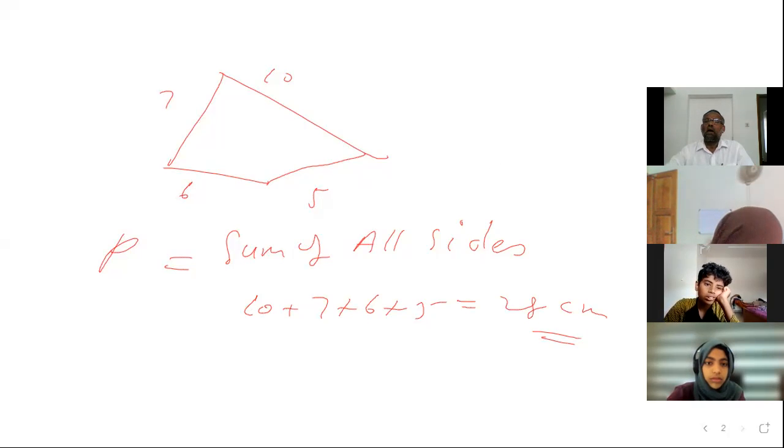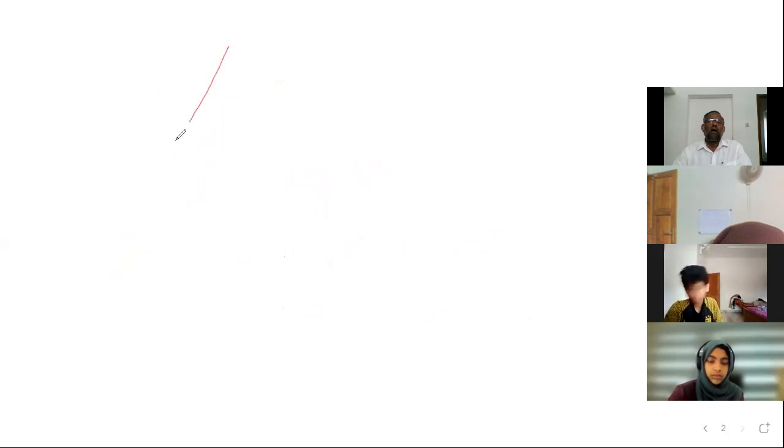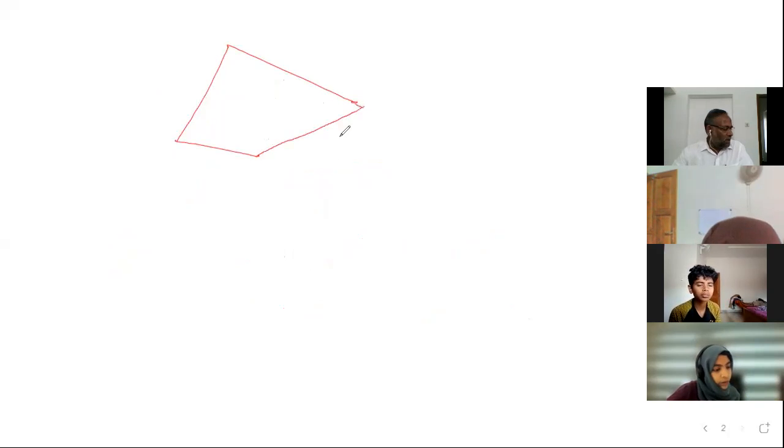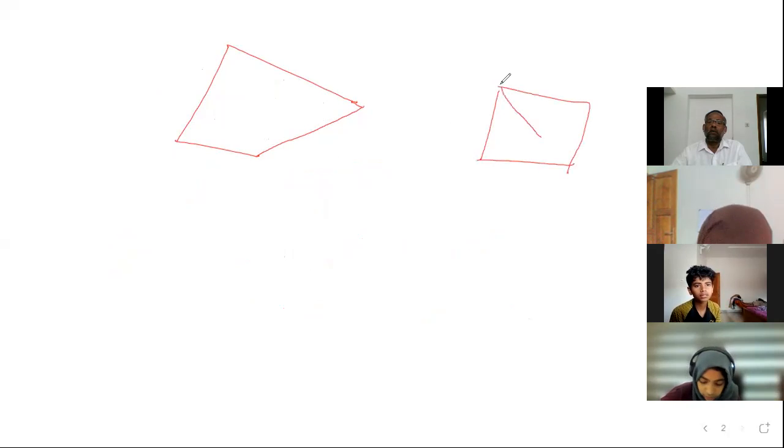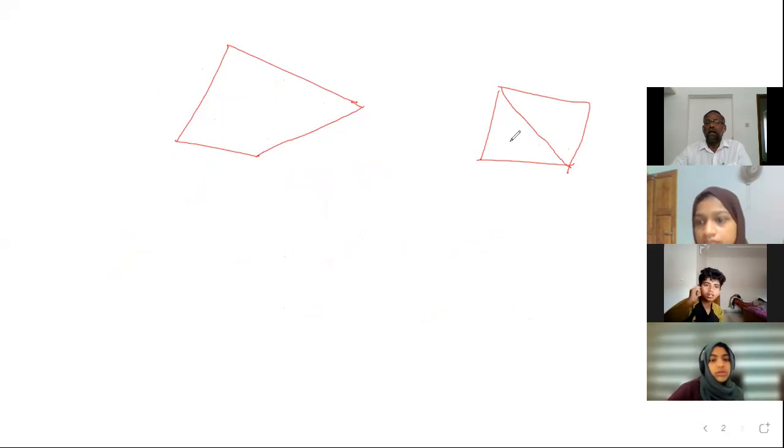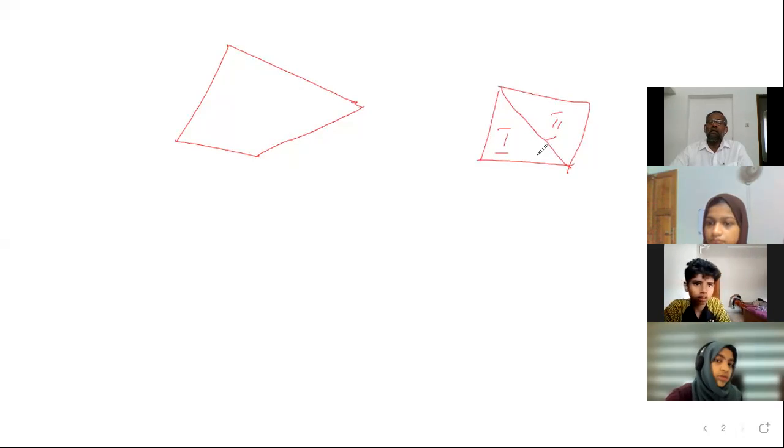But be careful. How can we find out the area of a quadrilateral like this? In the textbook you can see the area of a general quadrilateral. So what to do? A general idea is that a quadrilateral we can cut into two triangles, correct? Triangle 1 and triangle 2. Yes, we can draw a diagonal. Tell me, in a quadrilateral, how many diagonals are there?